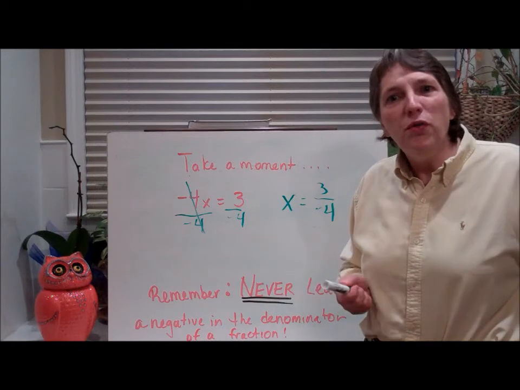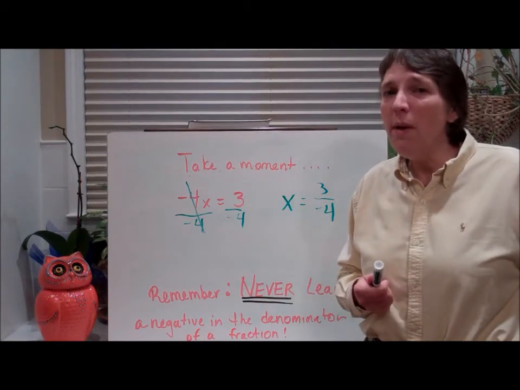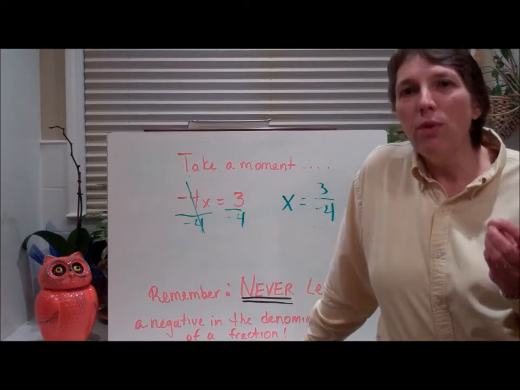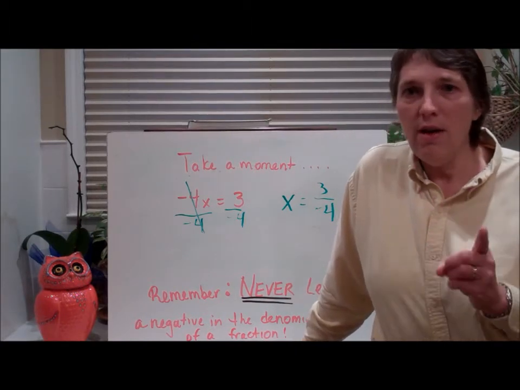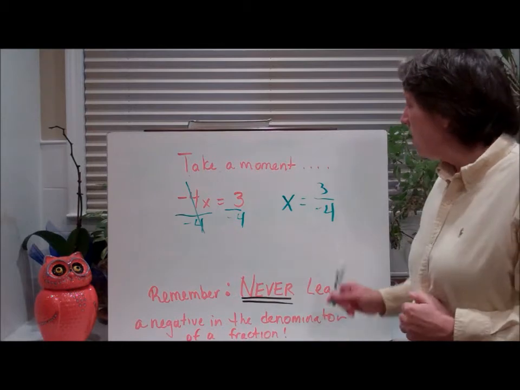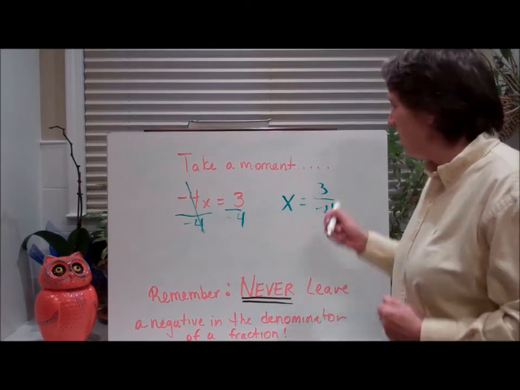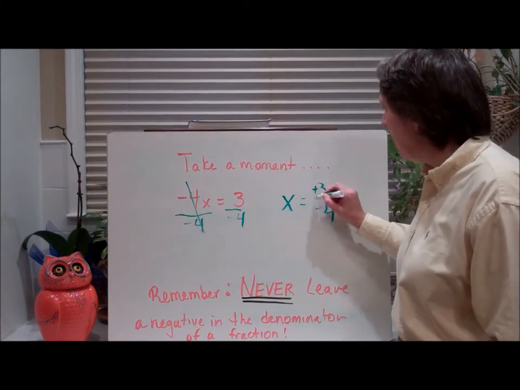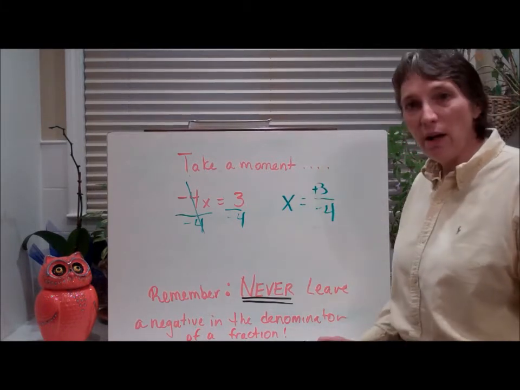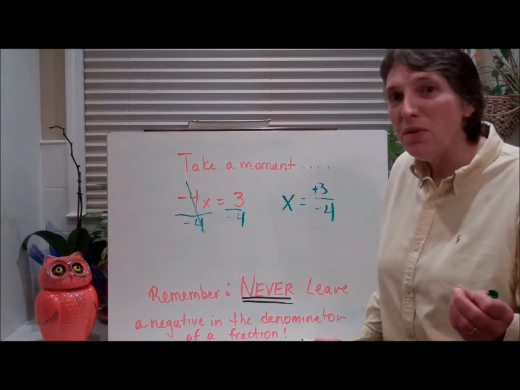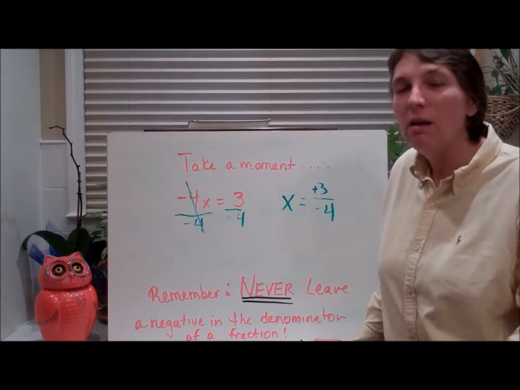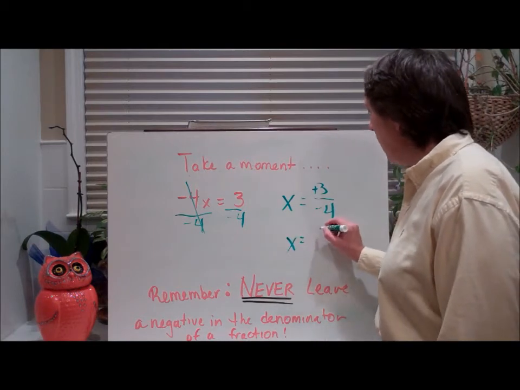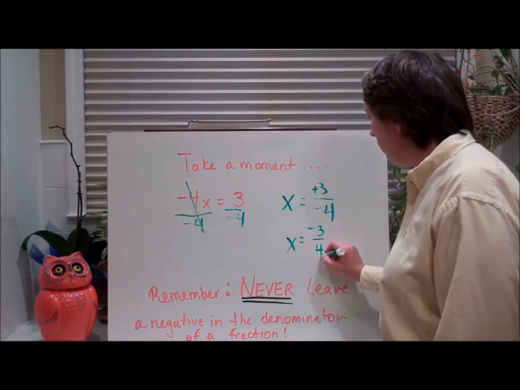So, how do you move the negative? Because remember, in math, I could say, oh, you just pull it out front. But you have to have a reason why you pull it out front. So, what is this? It's a positive 3. So we have positive 3 over -4. A positive divided by a negative is a negative. That allows us to change it to x equals -3/4.